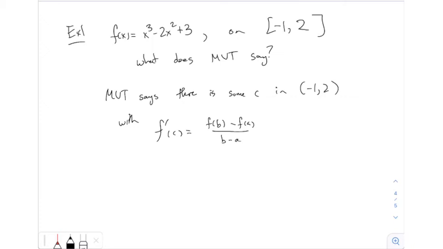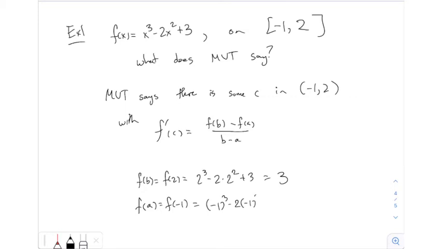The b and the a are 2 and -1. Those are the endpoints of the interval. So f of b would be f of 2, which is, plugging into the formula right here, 2 cubed minus 2 times 2 squared plus 3. I believe that's just 3 because 2 cubed is 8, and 2 times 2 squared is also 8. So that's 3. And then the other side, f of a, is f of -1, which is -1 cubed minus 2 times -1 squared plus 3. And that is -1 minus 2 plus 3, which is 0.